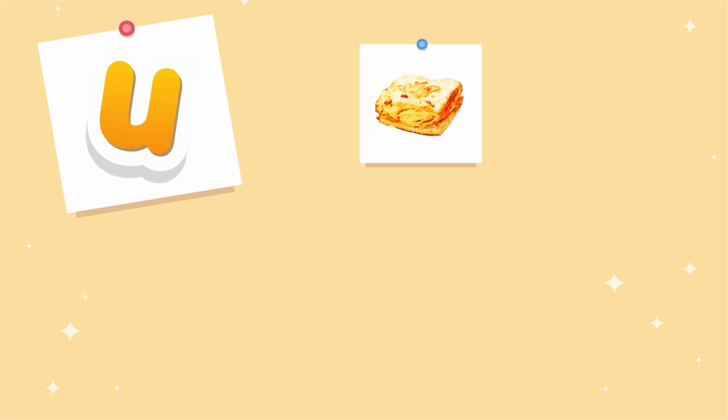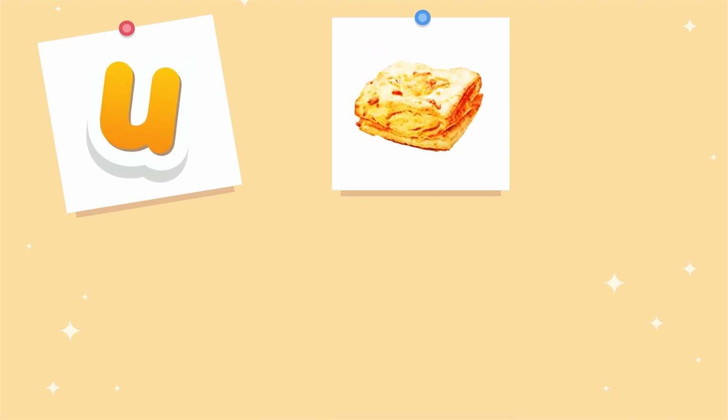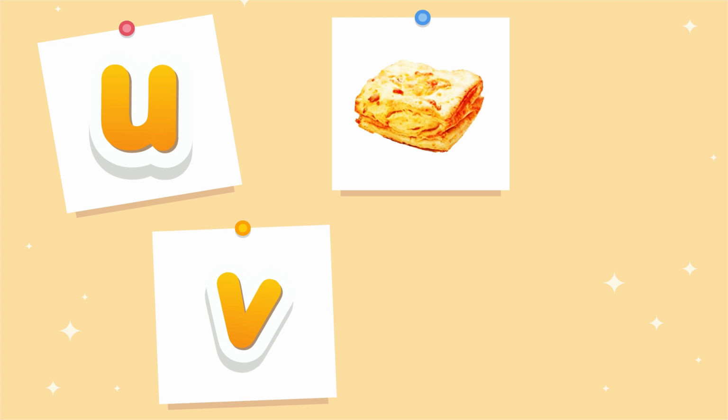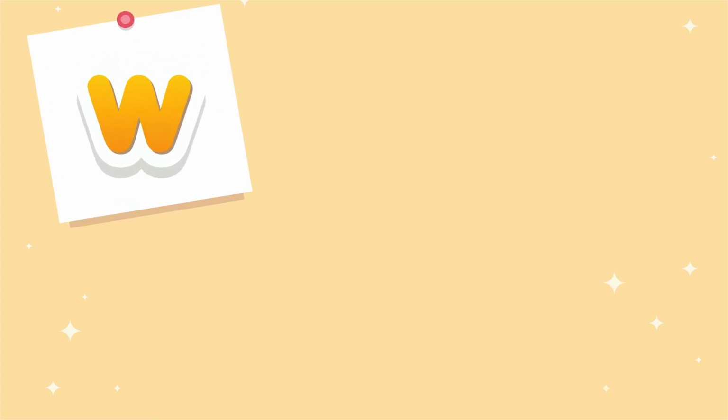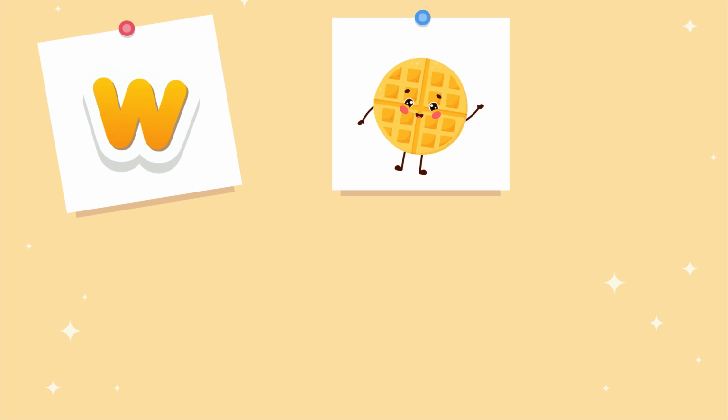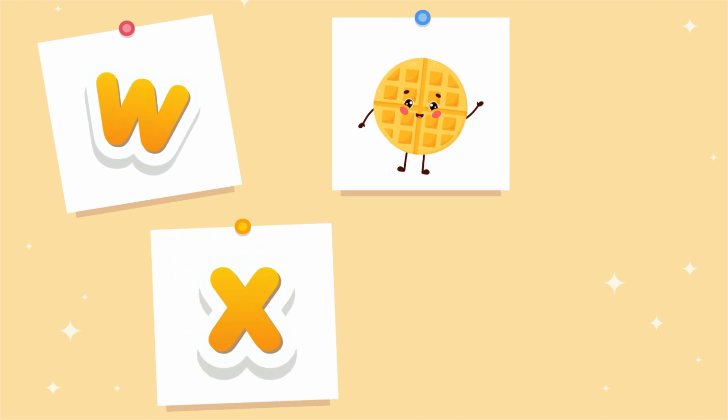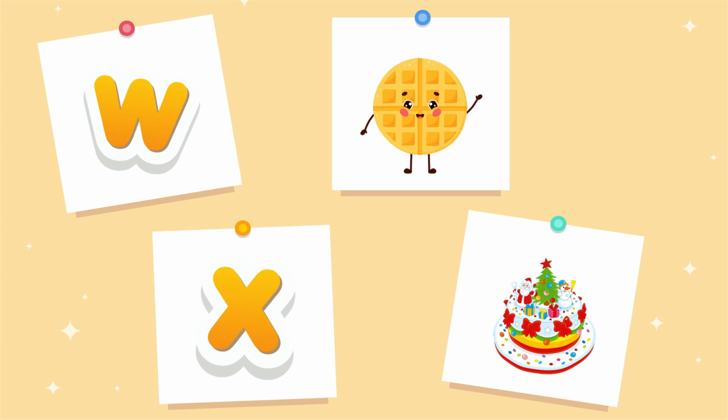U is for Utah scone. V is for vanilla wafers. W is for waffles. X is for Xmas cake.